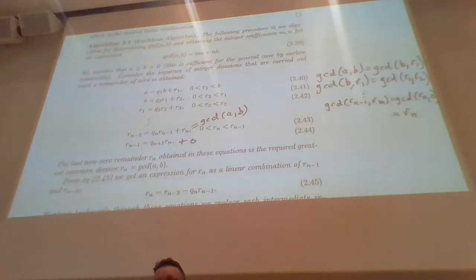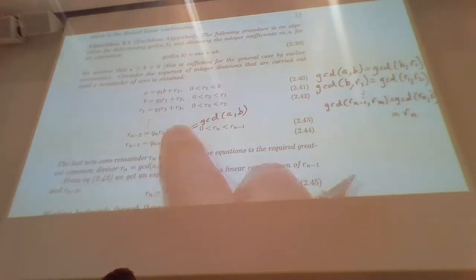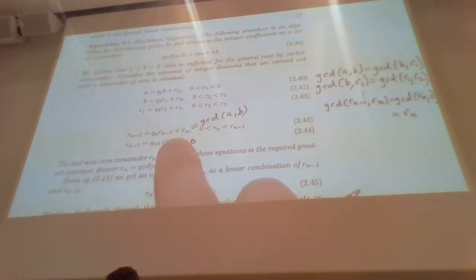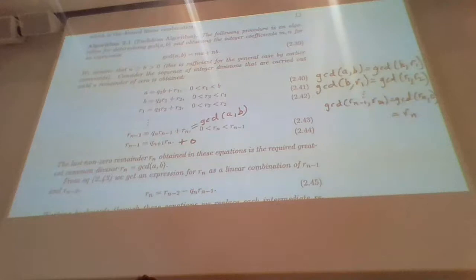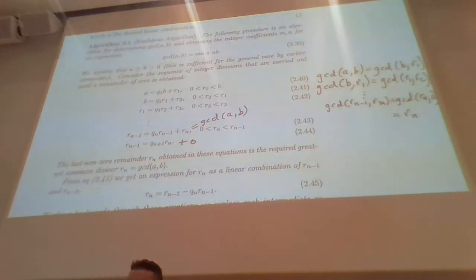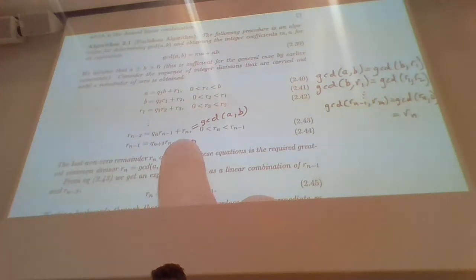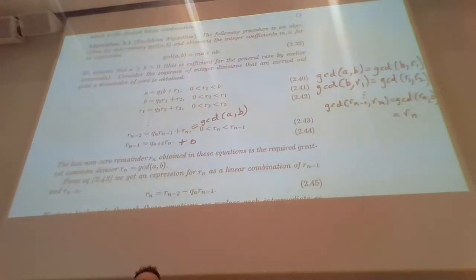The second last equation gives you Rn as a linear combination of Rn minus 2 and Rn minus 1. So that's good. That's part of the way towards a linear combination of A and B. Then the equation just before this one will have Rn minus 1 as the remainder. And so that equation on its own will provide you a linear combination for Rn minus 1 in terms of Rn minus 2 and Rn minus 3. So you use that to substitute for Rn minus 1 in the first linear combination. Then you have the GCD as a linear combination of Rn minus 2 and Rn minus 3, further up the chain of remainders.